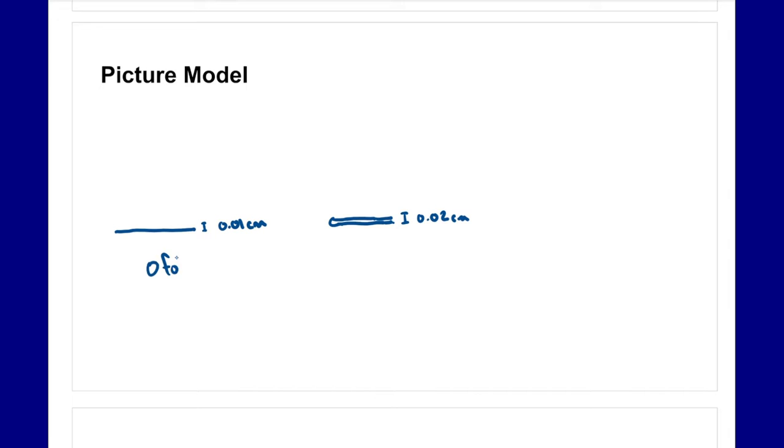This is 0 folds. This is 1 fold. For 2 folds, again, that gets folded on top of the initial layer. So almost something like that. Now I have 4 layers of paper, so 0.04 centimeters. And we can keep on drawing these pictures for the next fold and the next fold, but hopefully we see what's happening as we fold it.